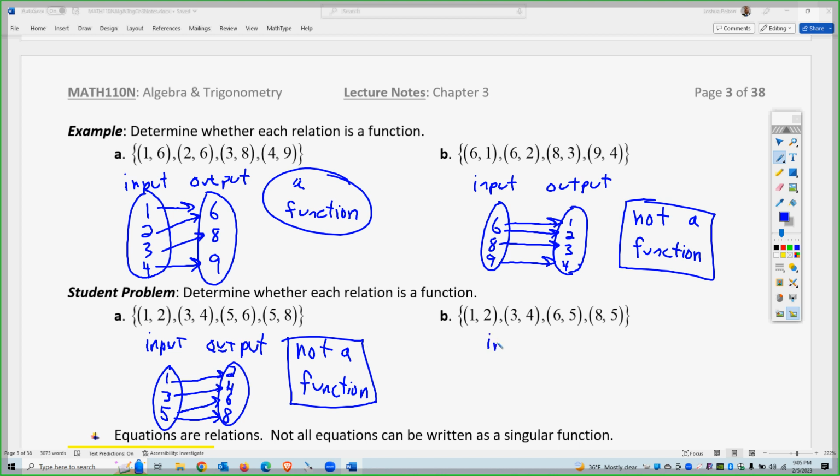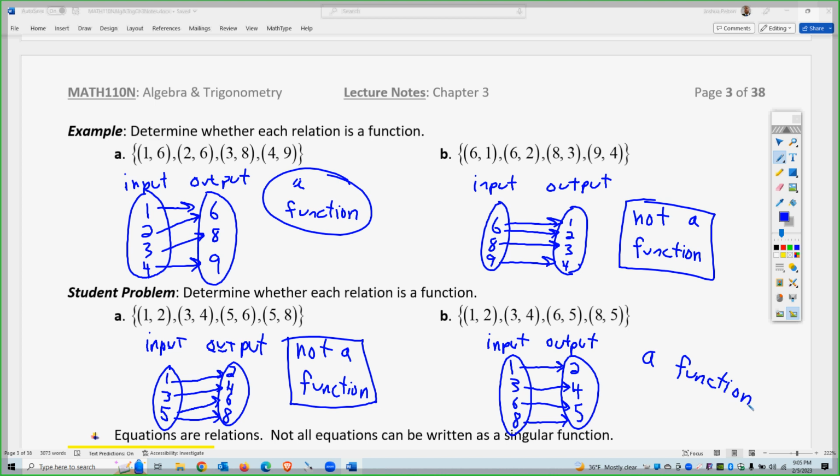So input to output. So we're going to have 1, 3, 6, 8 as my inputs, and then 2, 4, and 5 are my outputs. So 1 maps to 2, 3 maps to 4, 6 maps to 5, and 8 maps to 5. So everything maps to a singular output. So this is a function.